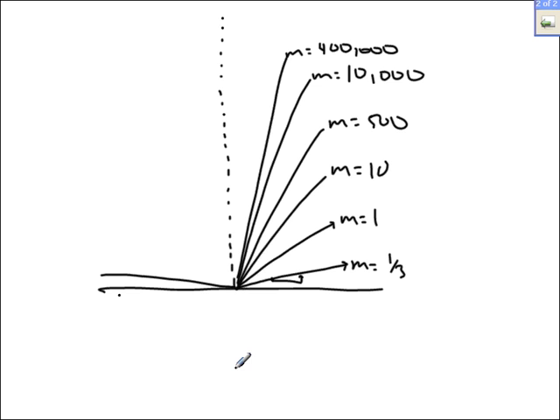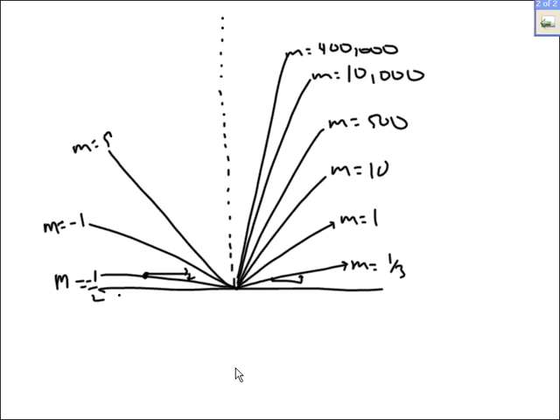This slope is not very steep, but it's negative, because if I pick a point on the line and I go to the right, the line's below me. This slope is maybe negative a half. The slope of that line is negative 1. And then negative 500. And then negative 100,000.